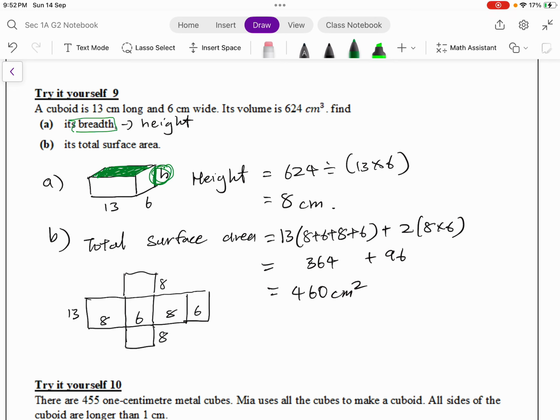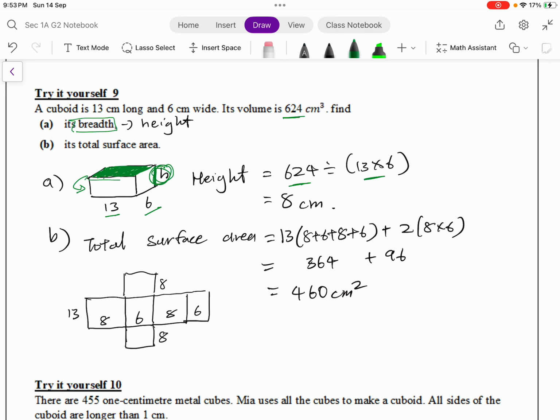Okay, so height is what? Area of the cross-section times your height. So this cross-sectional area is a rectangle, so it's 13 times 6, right? So since the volume is 624, same as your previous question, 624 volume divided by your cross-sectional area, 13 times 6, will give you the height or breadth, that particular length you're looking for.